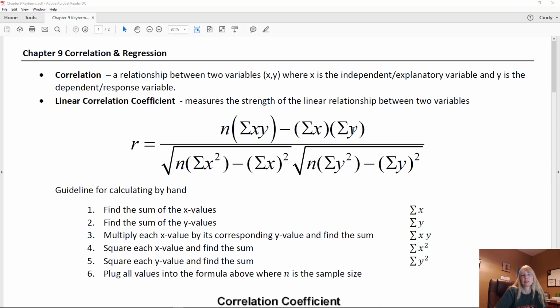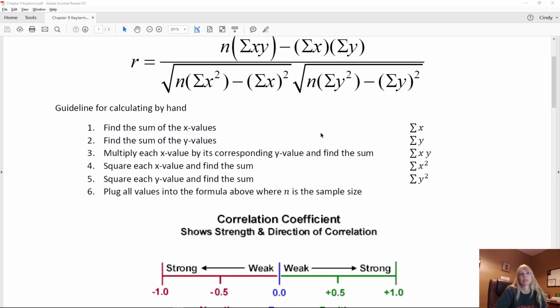The sum of the X's, the sum of the Y's. N is the sample size. And then the sum of the X's squared, the sum of the X's, and then square that value. And then the sum of the Y squares and the sum of the Y's and square that value. So if you do all these steps, then you could plug in the actual numbers. I wouldn't do it by hand. I'll show you here in a second.